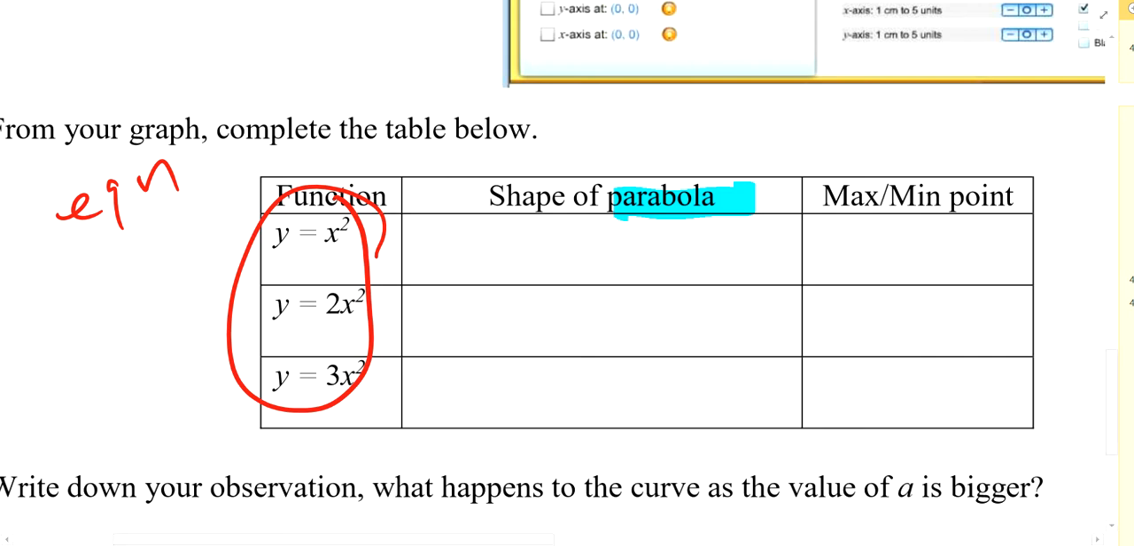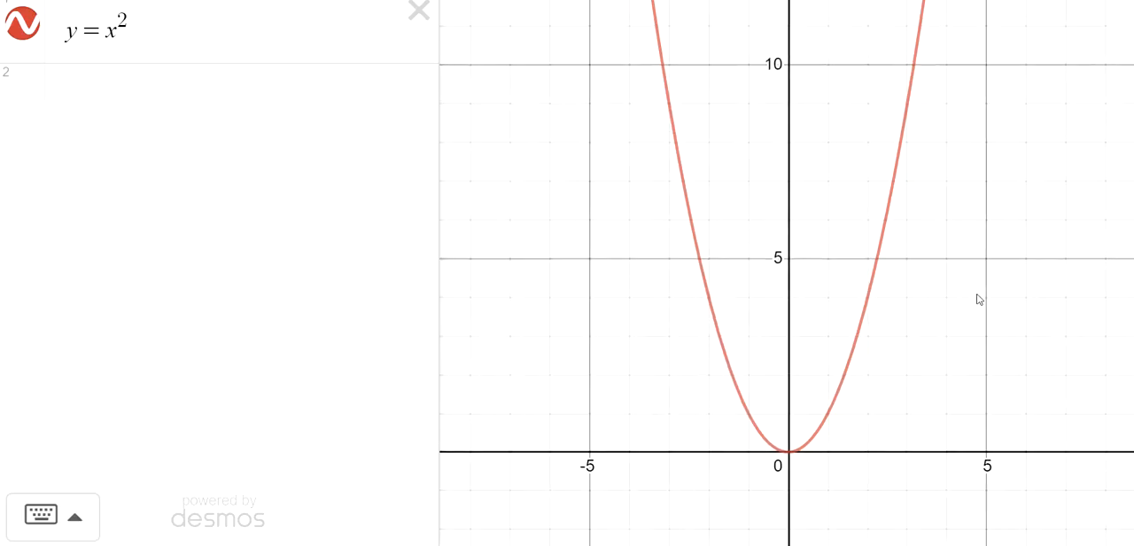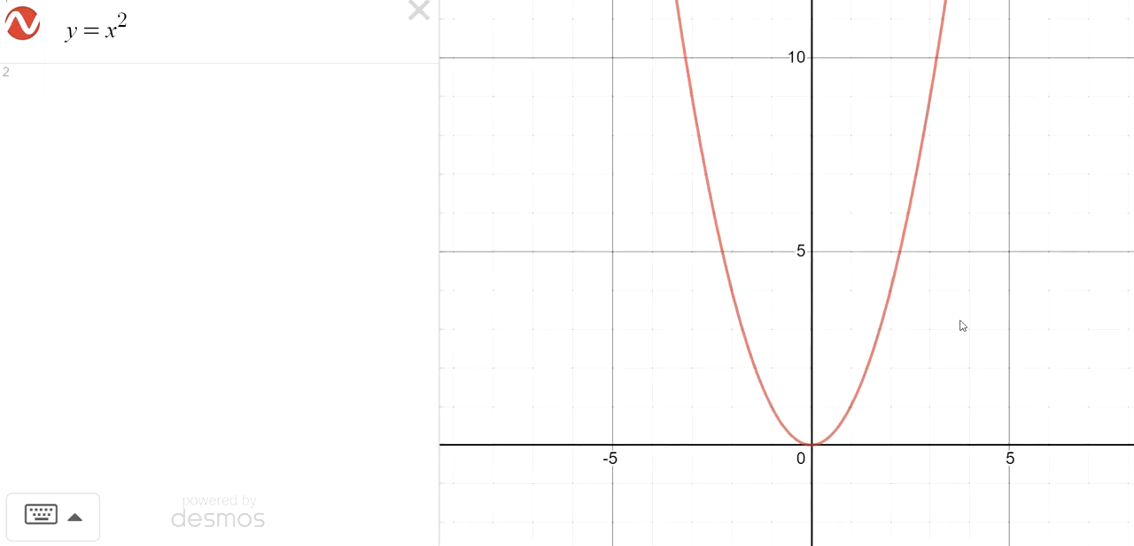So should we take out a graph paper and start plotting all of them? What is the better way? Go online? Okay, let's go online. Of y equals to x squared. What do you notice about this graph? Very thin, very narrow, is it? Okay, what else can you tell me about this graph? Is the U shape good? What else?